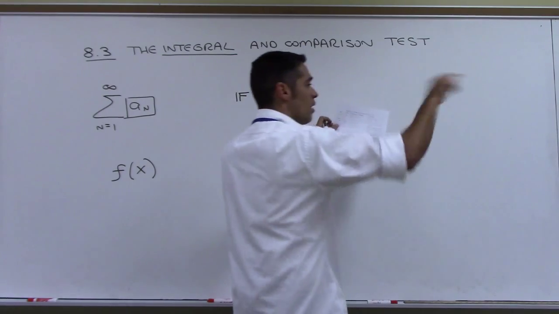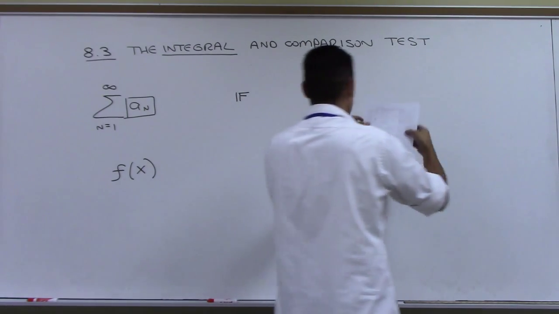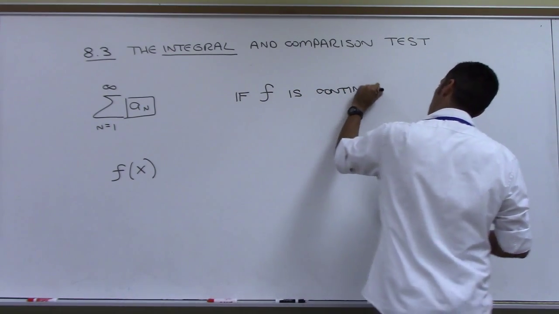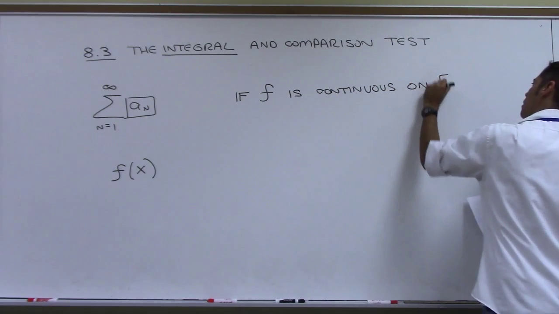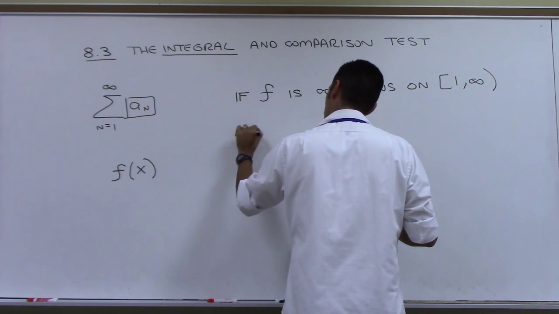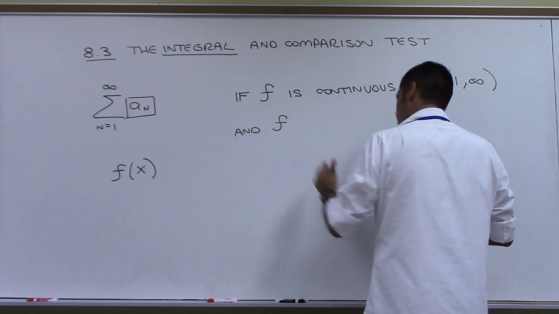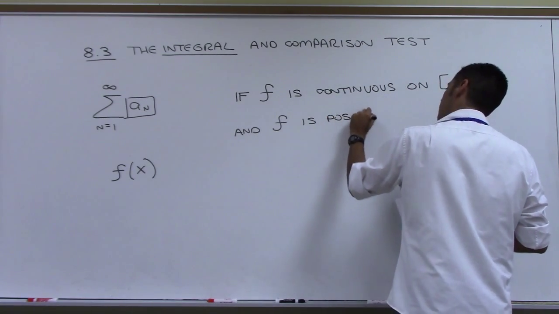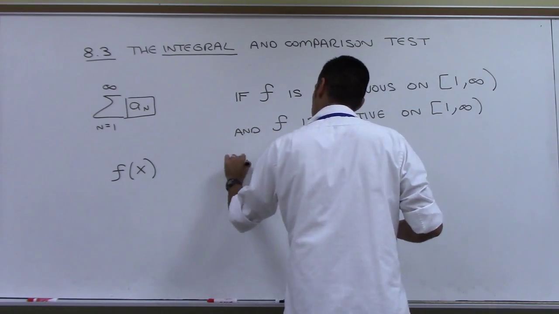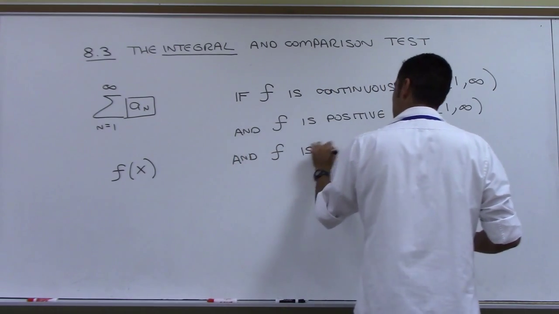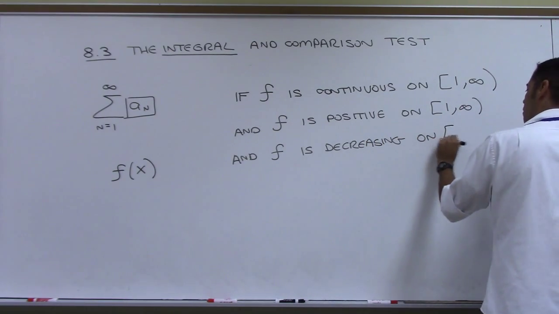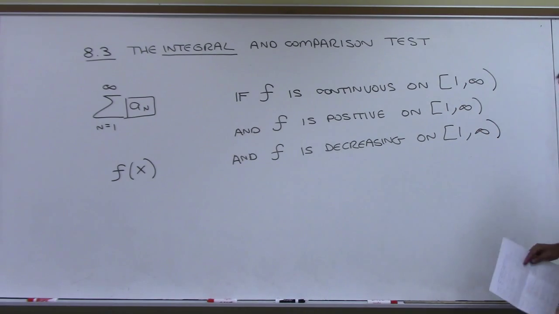If, and I'm looking at the far right side of the table, on the comments, if f is continuous on 1 to infinity, and f is positive on 1 to infinity, and f is decreasing on 1 to infinity. I'm going to add something to this.